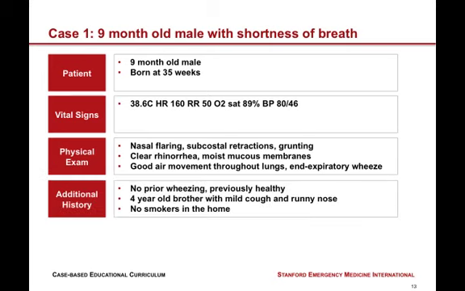On further history, the mom says that despite being a little bit early, he's a pretty healthy guy. His 4-year-old brother also has a cough and runny nose, but doesn't seem as sick as our patient. No one in the house smokes.